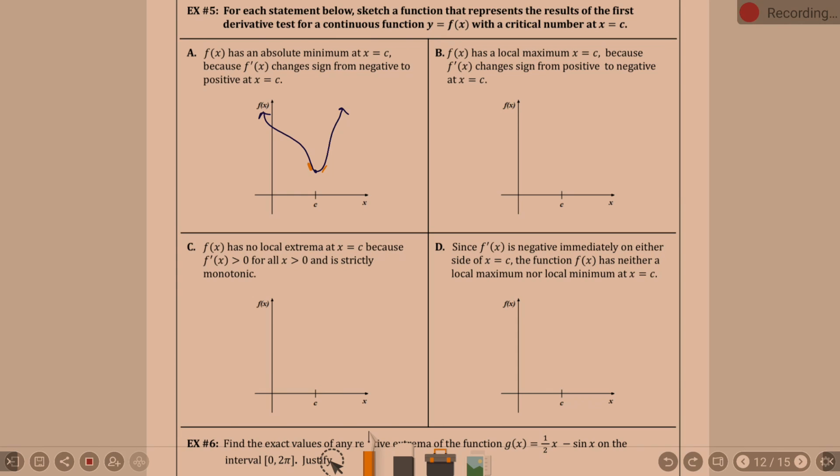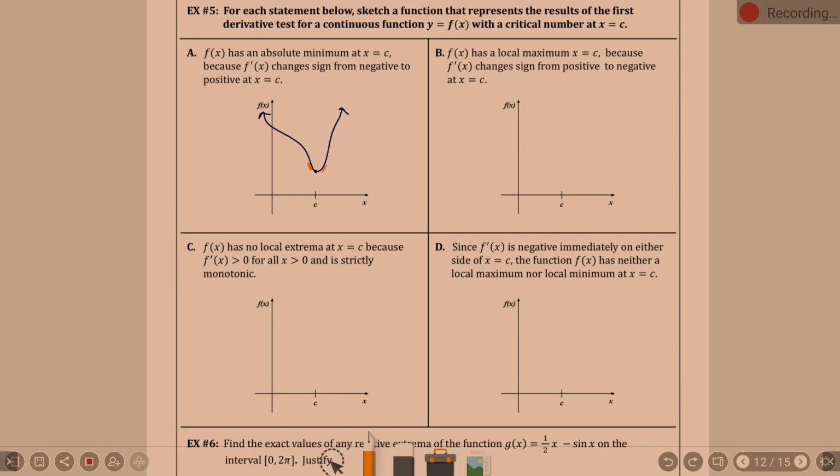A parabola is perfectly a-okay. You can do whatever you want, and that is an absolute minimum. So absolute means it has to be not just any minimum, but the minimum. If you do an absolute value, can you? Oh wait, no, that's a cusp. Yeah, we want to stay away from that.